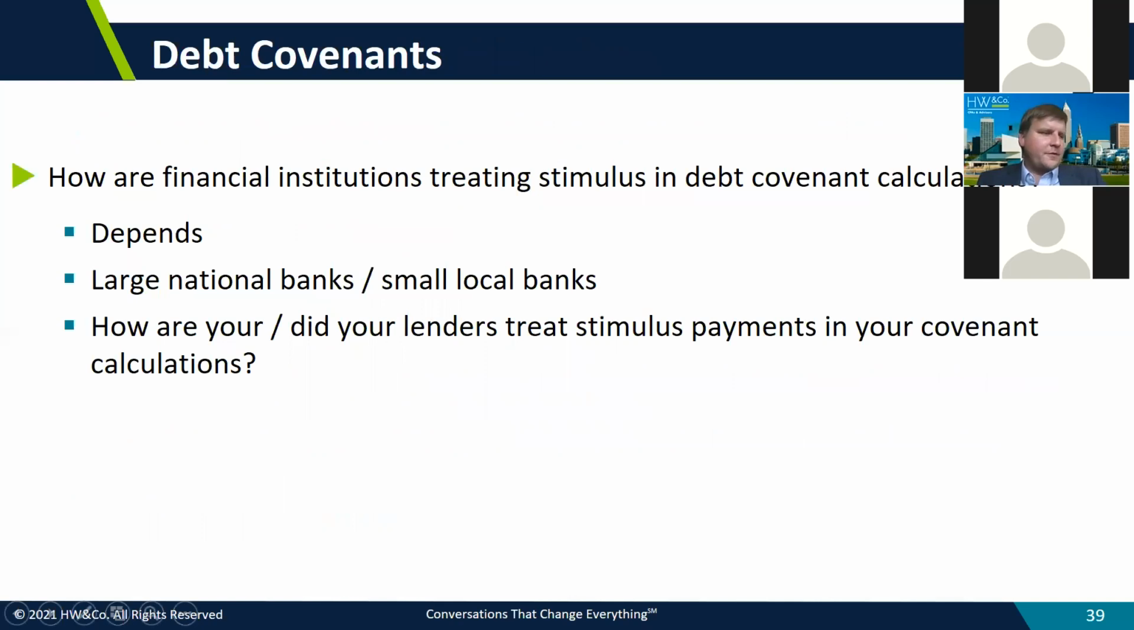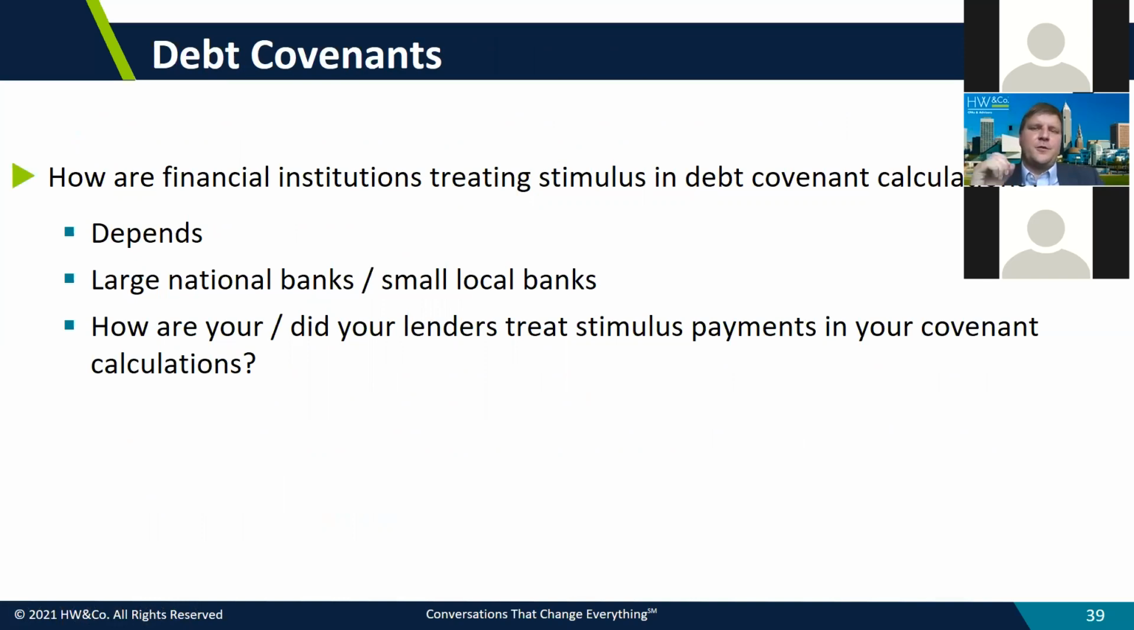Just have a couple other things. So actually, I think I'm going to be pretty good on time here. Debt covenants, this was a big question as all these monies were coming in: how will my bank deal with these from a debt covenant perspective, right? And the main answer was it depended.